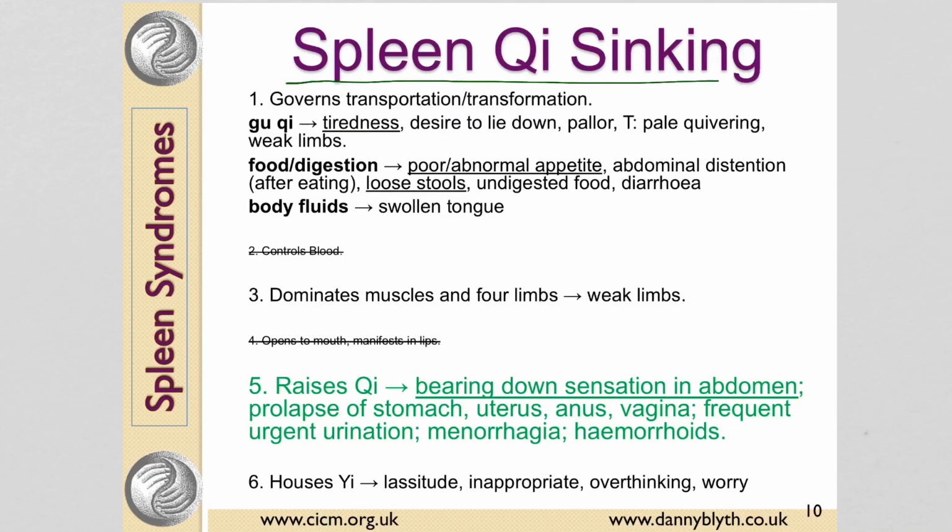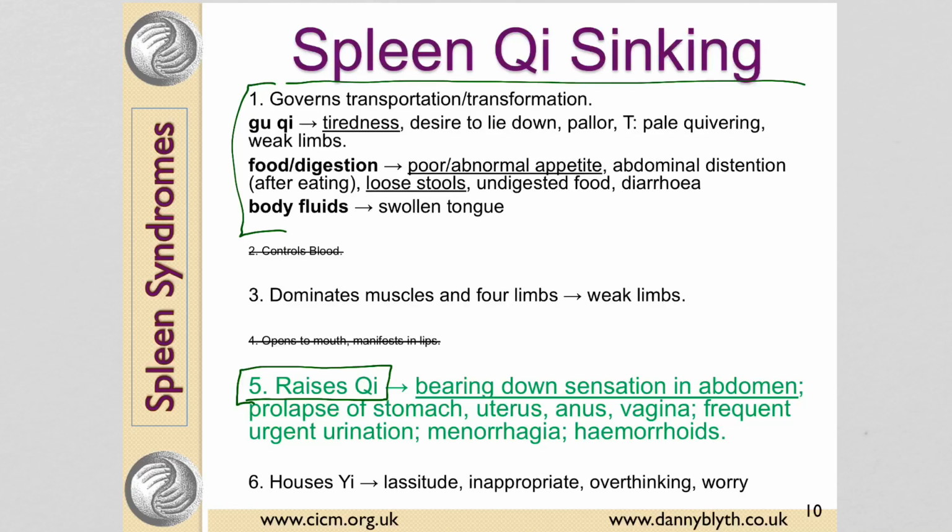Qi sinking is essentially the usual spleen qi deficiency, but the raising qi function of the spleen is particularly affected. So we get bearing down sensation in the abdomen, and there can be a prolapse. Prolapse of the uterus and the vagina typically comes as a result of childbirth, but happens gradually as you get older, more prone to it.